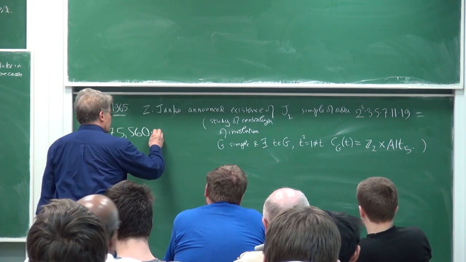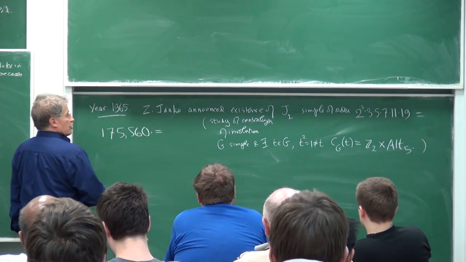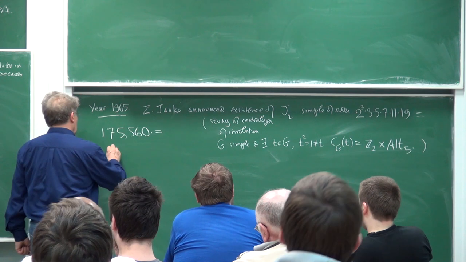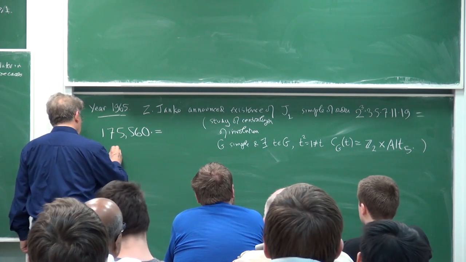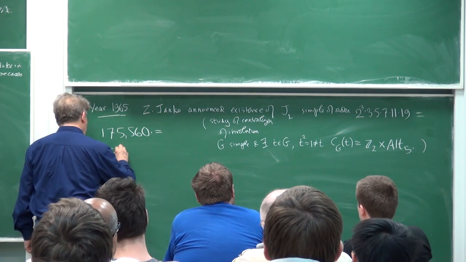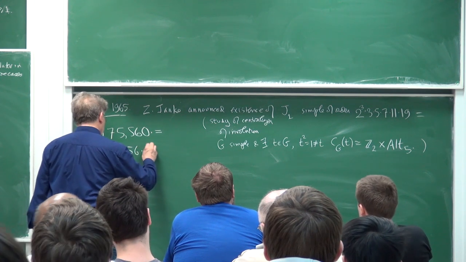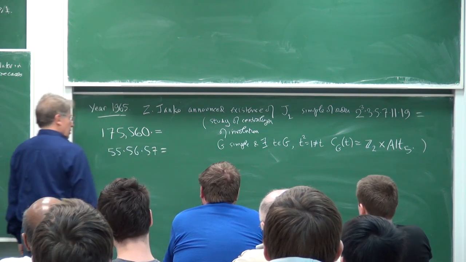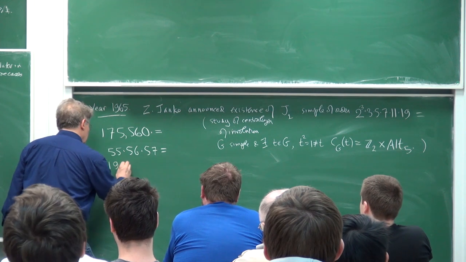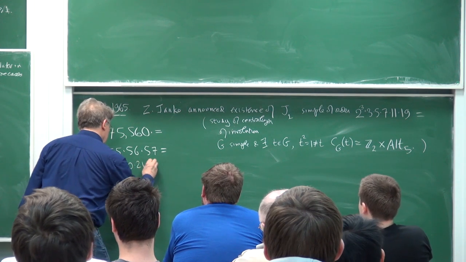But now look at this. This is, let's see, how do I get this? It's 55 times 56 times 57, and it's 19 times 20 times 21 times 22.